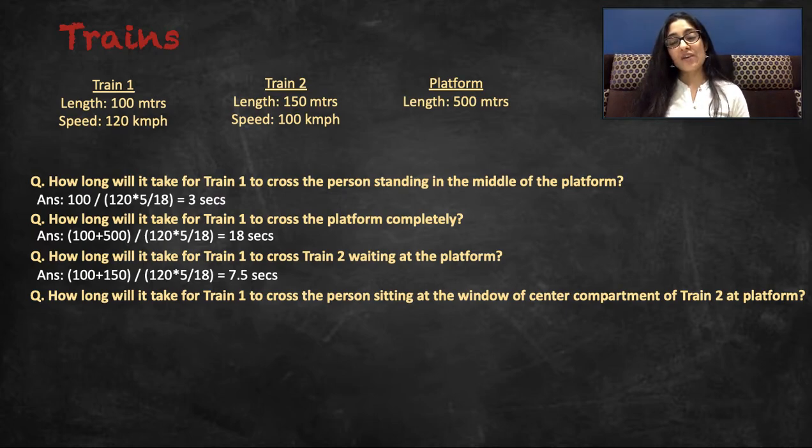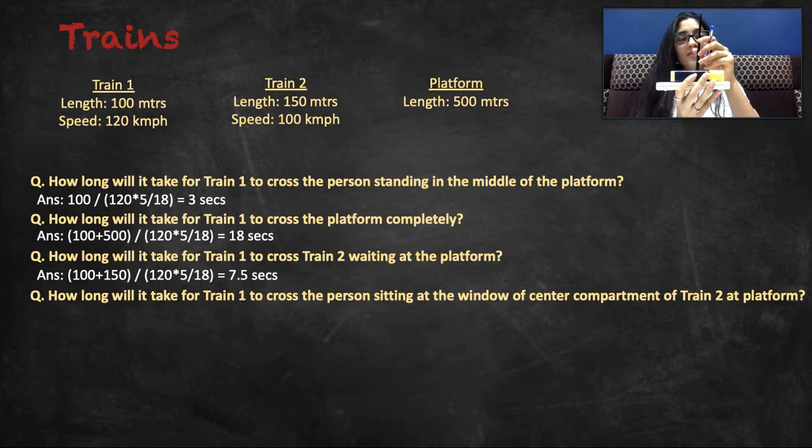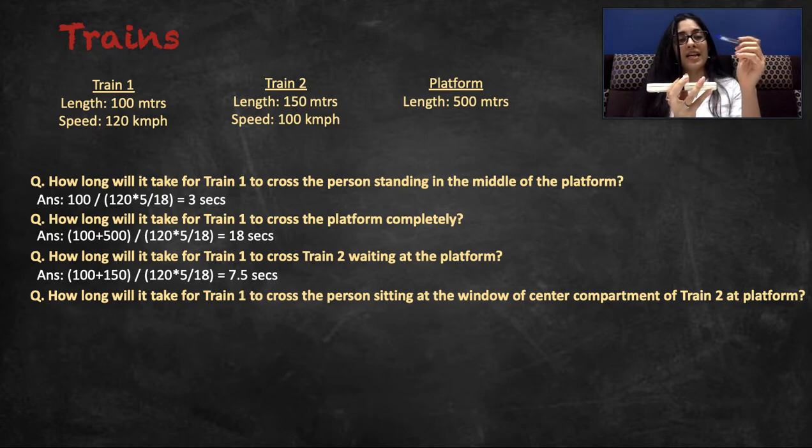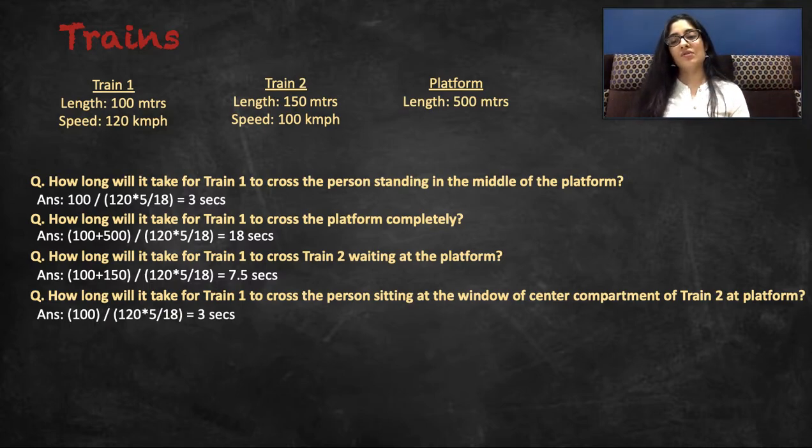Alright, how long will it take for train 1 to cross the person sitting at the window of the center compartment of train 2 at the platform? Now this is interesting. Let's say this is a platform with train 2 and there is a person sitting at the window of the center compartment of train 2. How long is train 1 going to take to cross this person? This is very similar to the first case that we saw. It doesn't matter where the person is. The two objects in the question are train 1 and the person. So it doesn't matter if it's train 2 that the person is in. Time taken will again be the time taken by this train to cross this person. So it will again be 100 upon speed of train 1, which will give you 3 seconds.